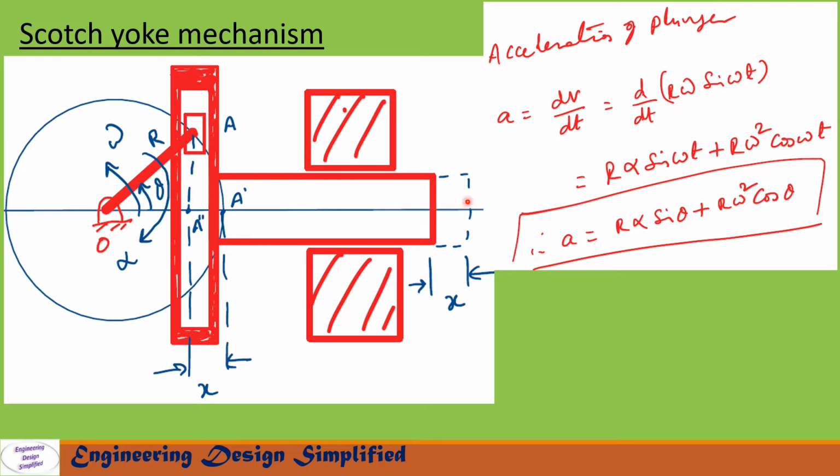Now let us derive the equation for acceleration of this plunger. Acceleration can be written as a equal to dv by dt, that is differentiation of velocity with respect to time. So that will become d by dt of r omega sin omega t. Differentiation of this term will become r alpha sin omega t plus r omega square cos omega t. So acceleration of the plunger is a equal to r alpha sin theta plus r omega square cos theta. If angular acceleration is considered 0, then this term will become 0. In that situation, acceleration of the plunger will become a equal to r omega square cos theta.